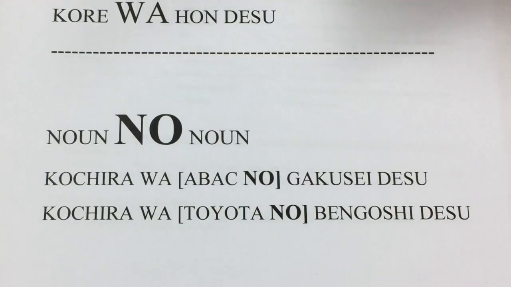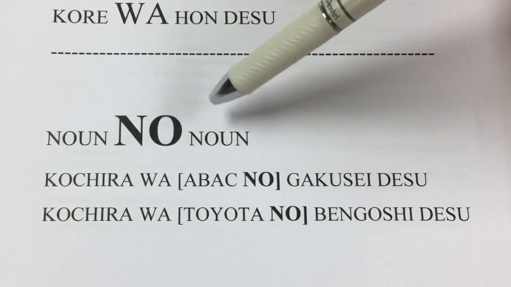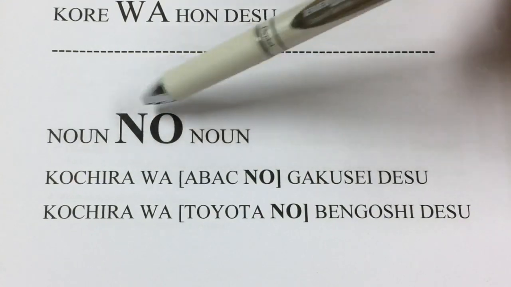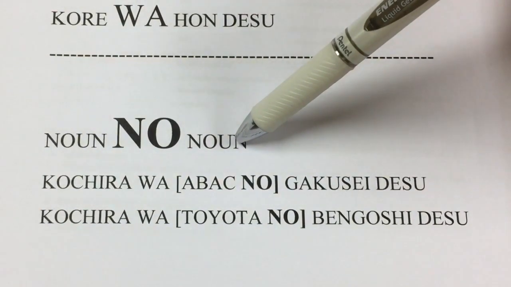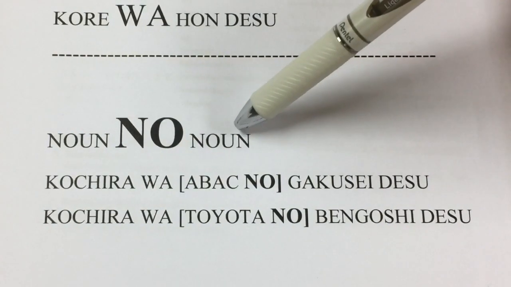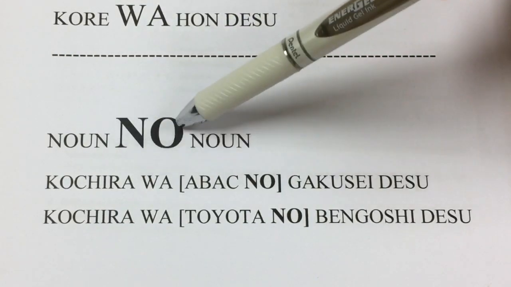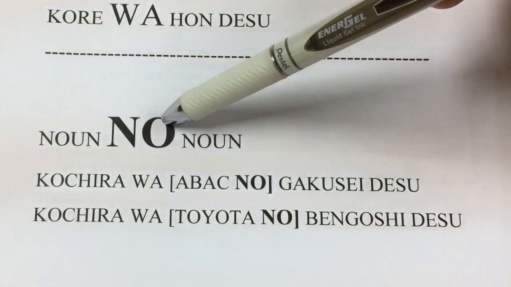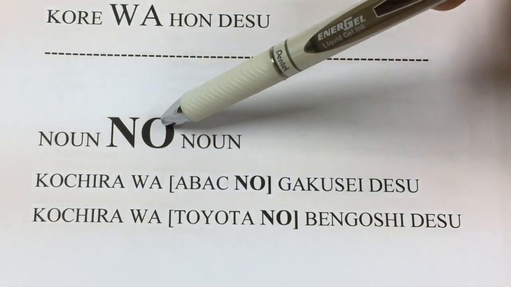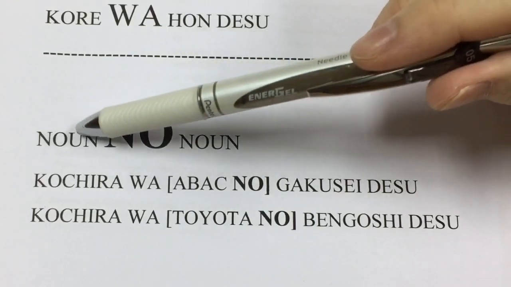The next particle is particle no. When you have two nouns in a sentence and you would like to form them into one noun, you use no between noun and noun. Let me give you an example. Like in English, ABAC student. ABAC is a noun, student is a noun. When you put them together, in Japanese we have to use no in between. If you translate this no into English, you can also translate it as "of" or "from." But actually the function is just to link noun and noun.